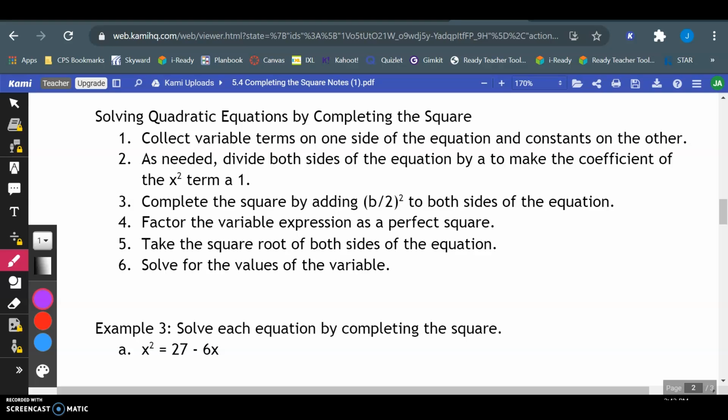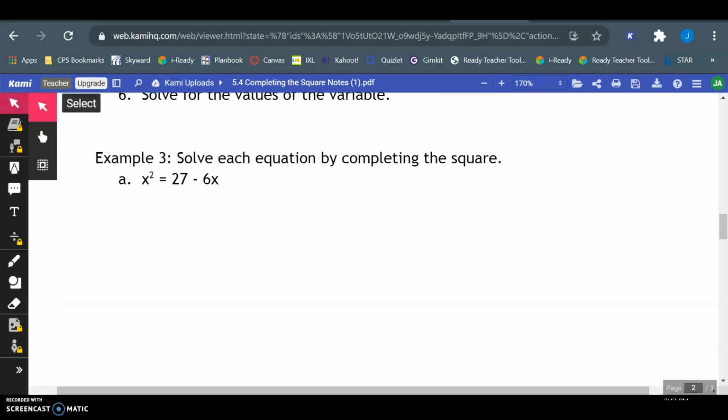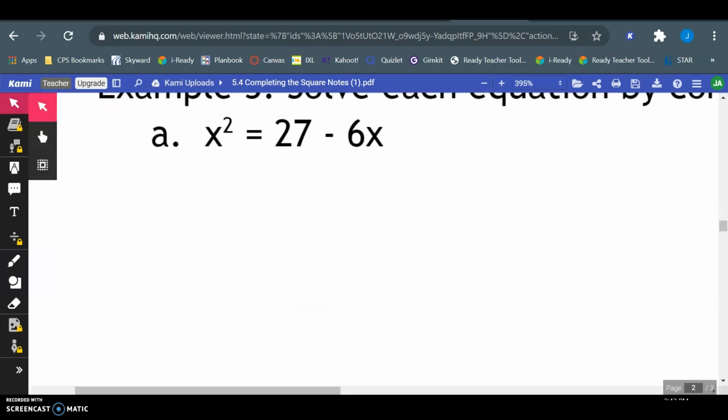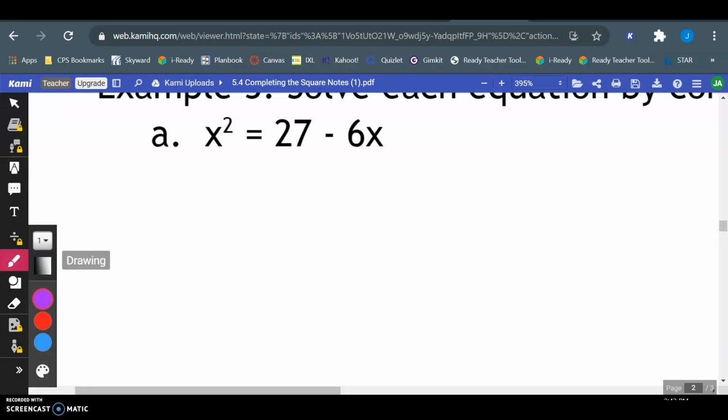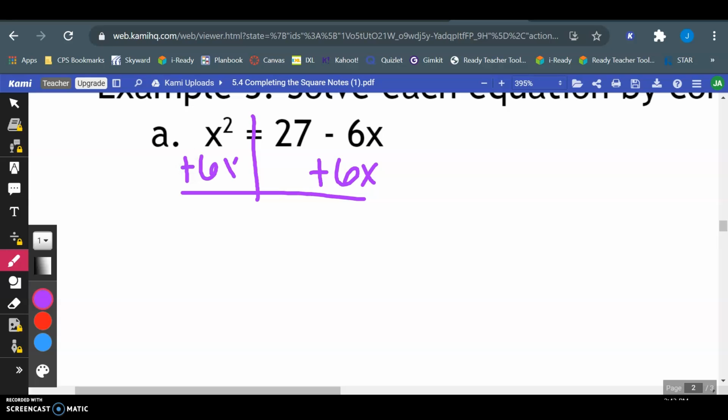So step number 1 says collect variable terms on one side of the equation and constants on the other. So what that means is, for instance here, I have 27 minus 6x on one side. I want that 27 by itself. I want all the variables on one side together. So what I'm going to do is add 6x to both sides. So I have x squared plus 6x equals 27. So that's step number 1.